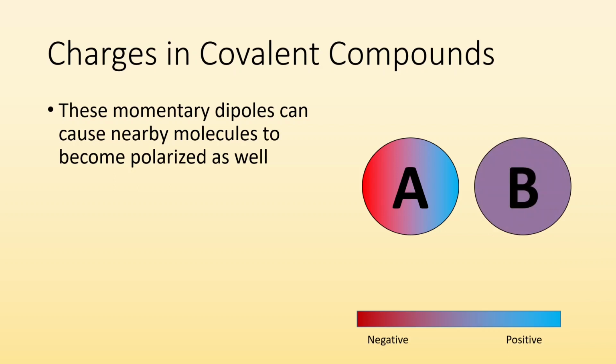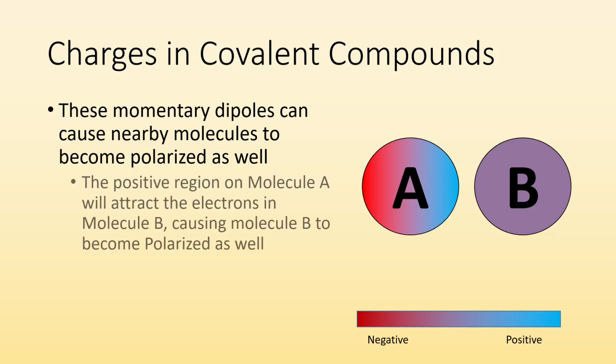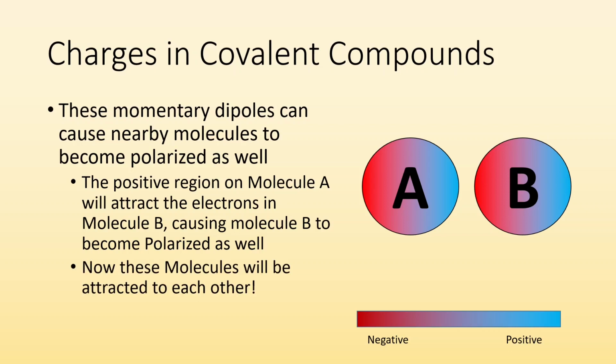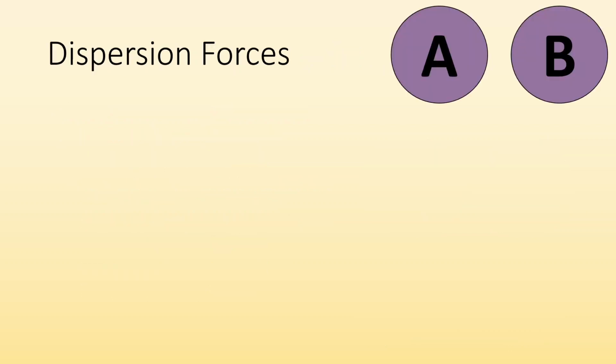So if I had this other helium molecule, neutral, but now it's close to this molecule A that has this momentary dipole, the positive region on molecule A is going to attract the electrons on molecule B. That's going to cause the electrons to shift and cause B to become polarized as well. So just one being nearby, happening to be polarized, can polarize another nearby molecule. Now these molecules will be attracted to each other, even if it is only momentarily.